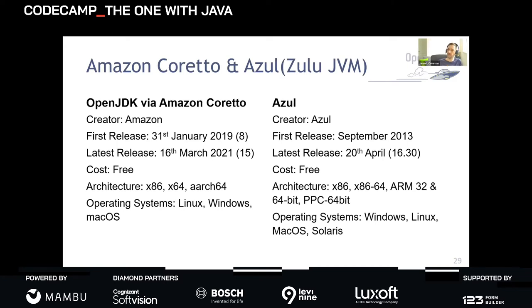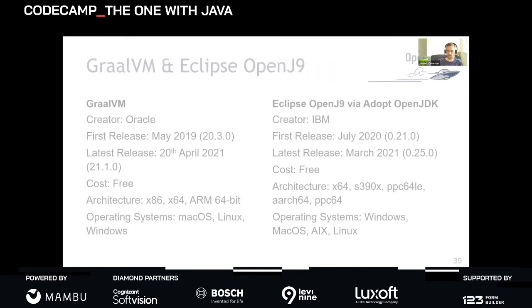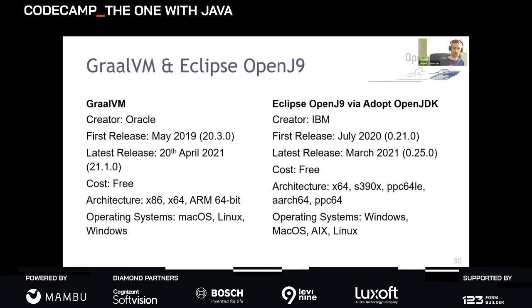Azul, again, is not a JVM I've really come across, but it does support a really wide range of architectures and operating systems out of the box. So definitely something to look into if you're using weird architectures.